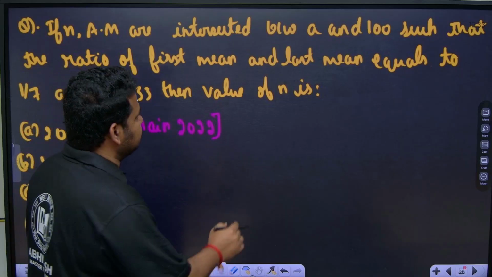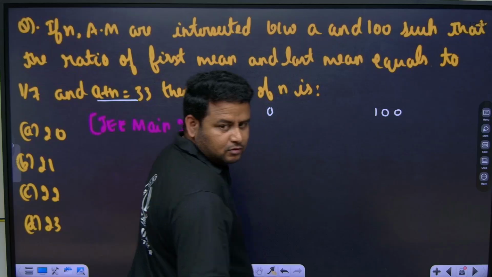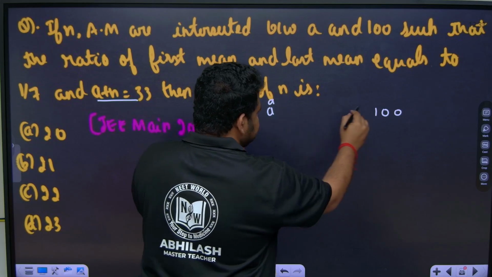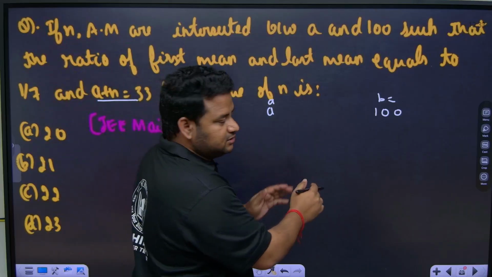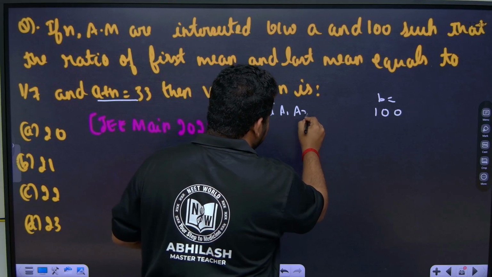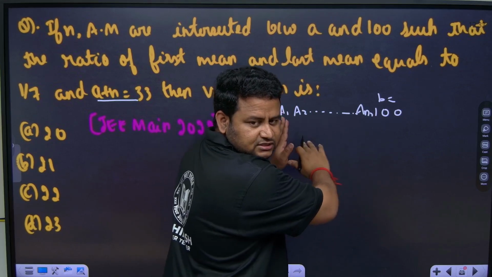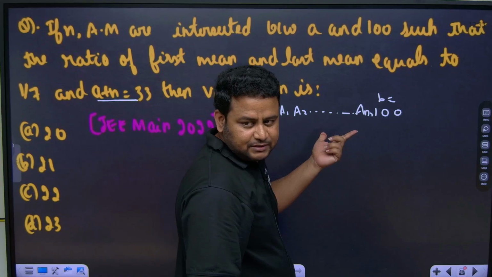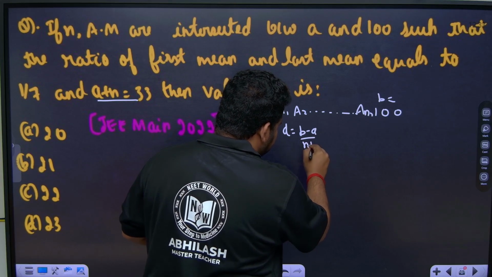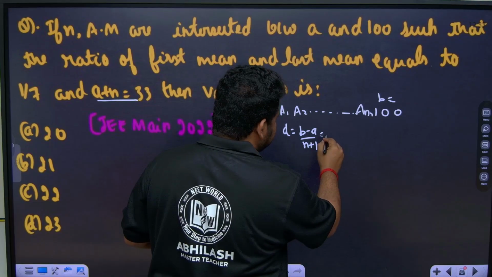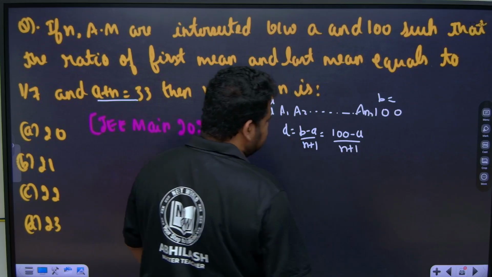Now, first of all, see here, the first term is a, and the last term is 100. That means a is a itself and b is 100. Between them, they told n arithmetic means should be inserted. That means here I will place a1, a2 up till an. This is in AP. For this, the common difference d is equal to (b minus a) by (n plus 1). So d is equal to (100 minus a) by (n plus 1). Okay, this is what is given.